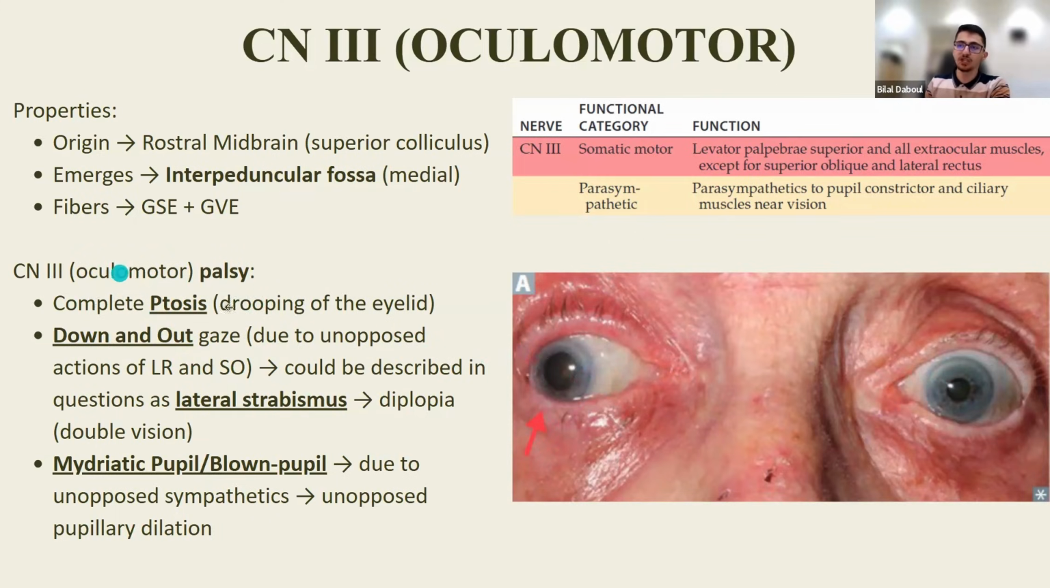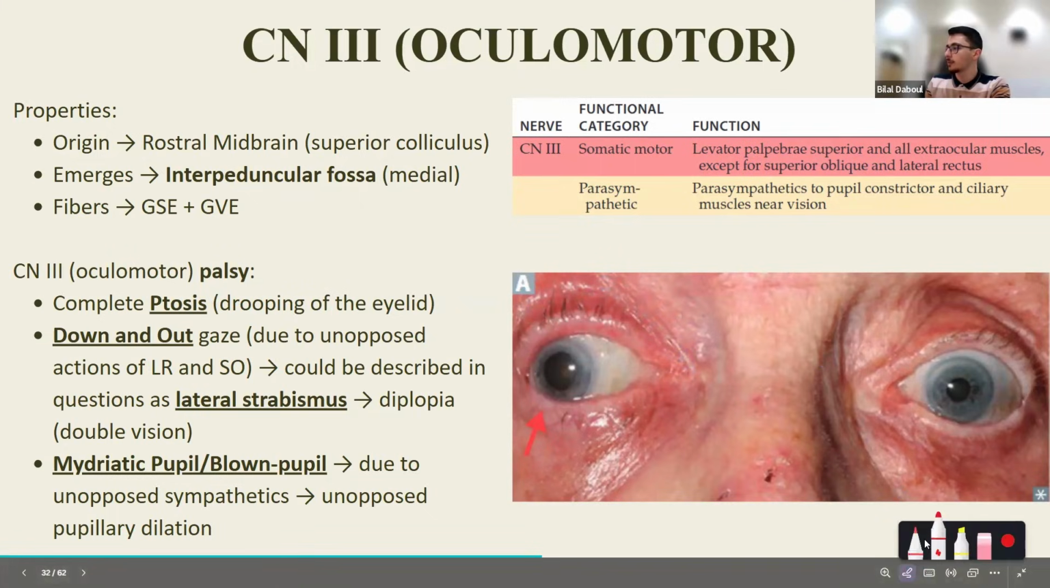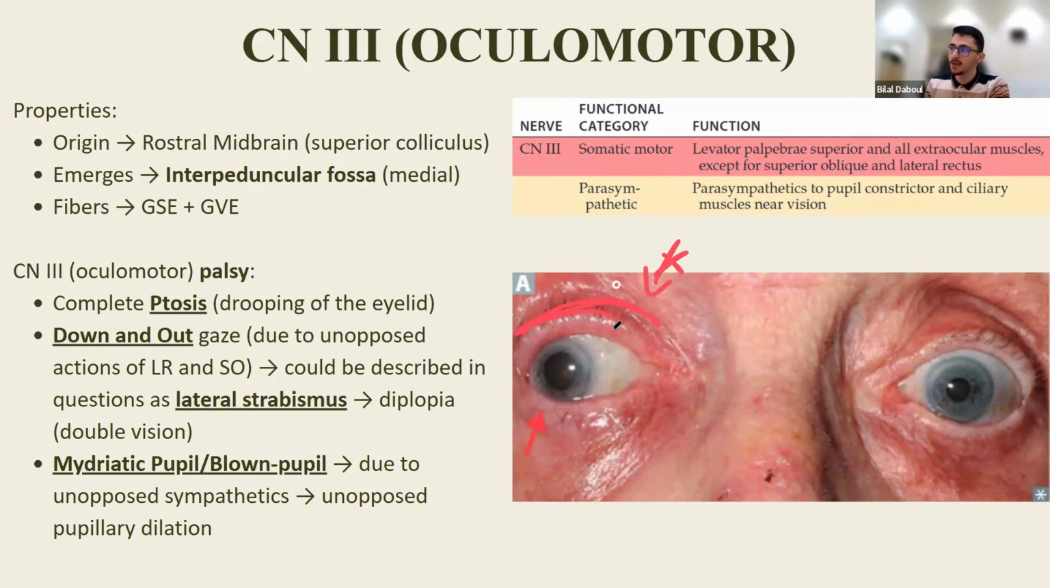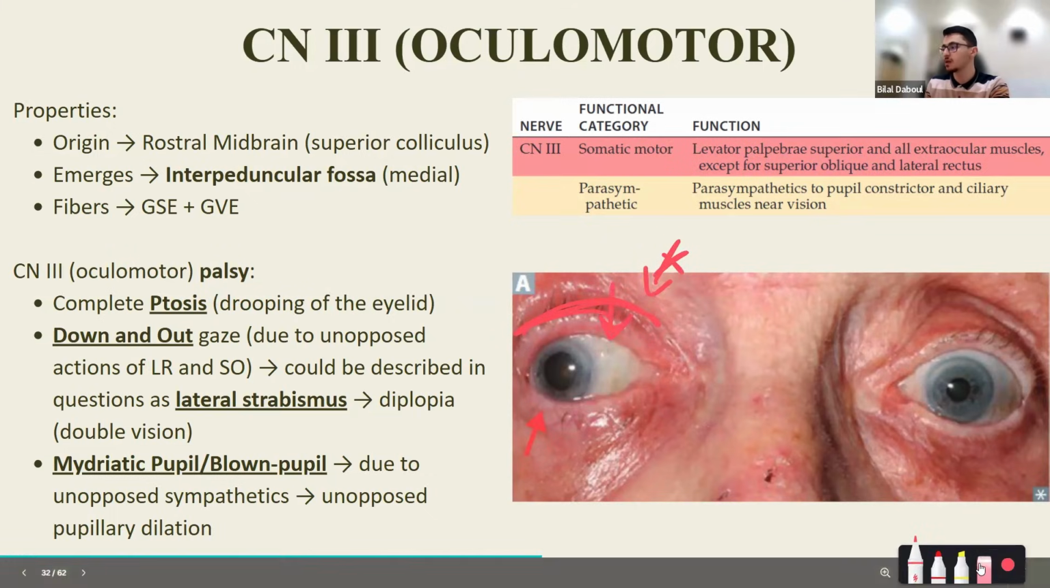You would also have complete ptosis. Why? The oculomotor again supplies the levator palpebrae superioris, which is a muscle that elevates the eyelid. So let me draw this. You have a muscle that elevates the eyelid. If you have loss of supply to the LPS, you would have natural drooping or complete ptosis of the upper eyelid. And that is an important clinical sign.